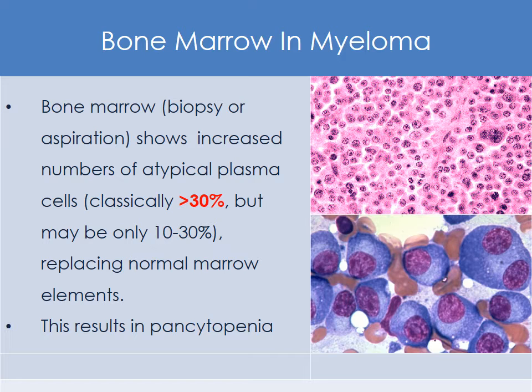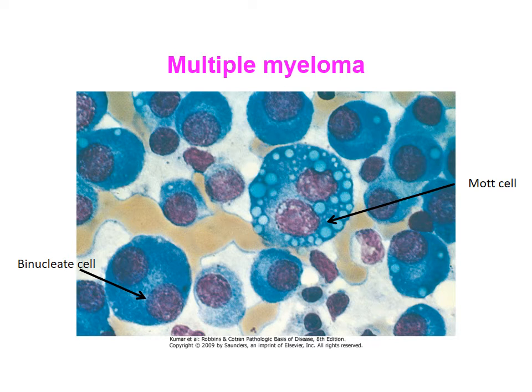When it is cytoplasmic, they are called Russell bodies. When they are nuclear, they are called Dutcher bodies. The replacement of the marrow by plasma cells results in pancytopenia. This is the bone marrow picture of multiple myeloma. You can see the binucleate atypical plasma cell and mott cell with multiple grape-like cytoplasmic droplets.